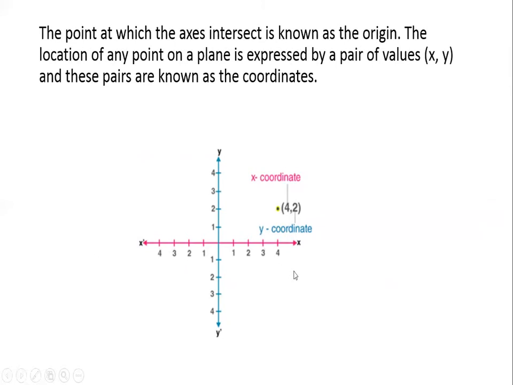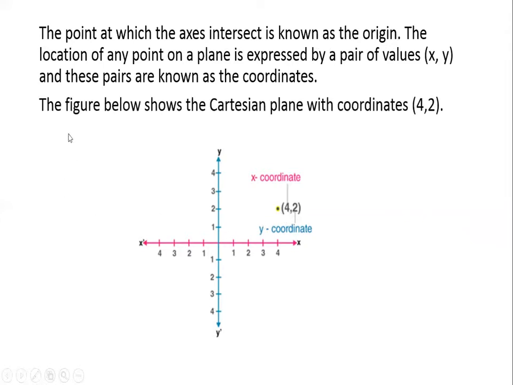Here, this is an axis, this is another axis. The point at which the axes intersect is known as the origin. The location of any point on a plane is expressed by a pair of values x, y, and this pair is known as the coordinates. The figure below shows the Cartesian plane with coordinates 4, 2. Here 4, 2.